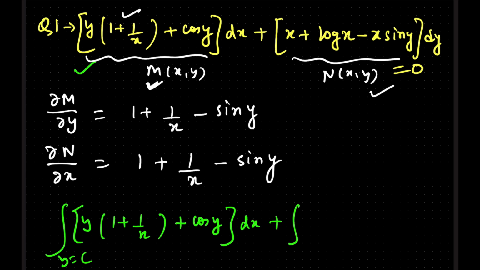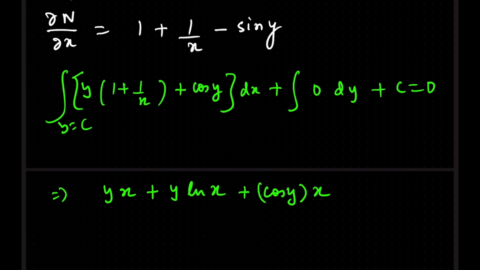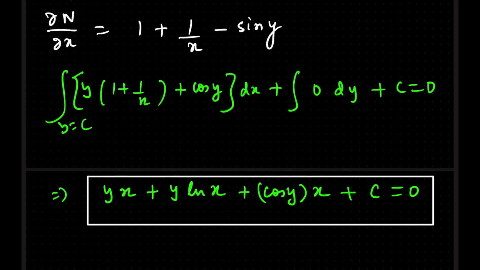we have to integrate with respect to dx, plus now we have to take the N terms that are independent of x. There is no such term there, because you will get x here also, and here also, which means you don't have any such term. So here you will get 0 dy plus c equal to 0. Now further if you integrate this, it will become yx plus y ln x plus cos y into x plus c equal to 0. So this is the final solution of our question.